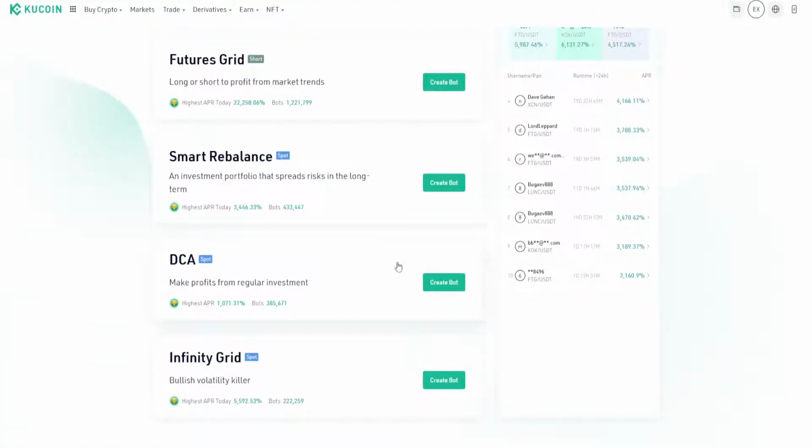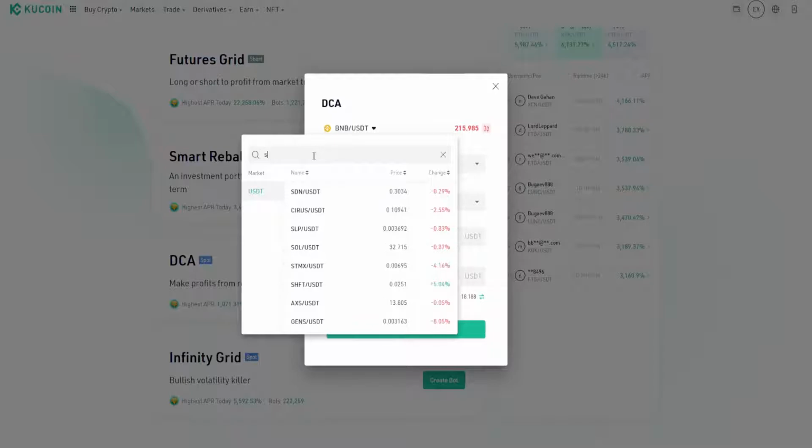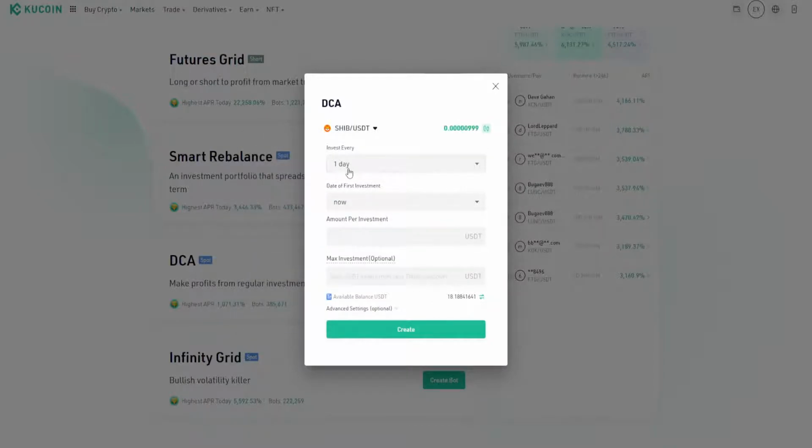The last one I'm going to be adding is Shiba Inu. Shiba Inu daily, starting right now, and $1 a day. Remember, you don't need to do 3 or 4 or 5 different coins. You can do one coin, and that will only cost you $1 a day. If it goes all year without reaching your 50% profit, it's going to cost you $365.